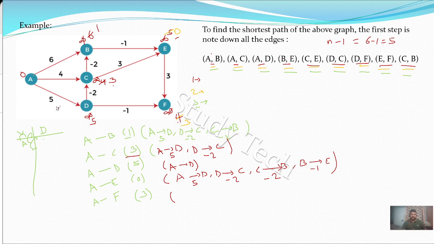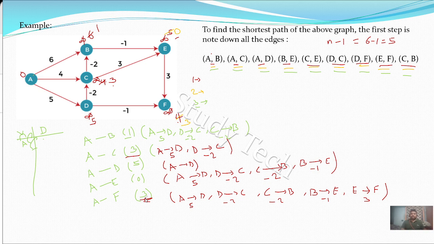How can you get the 3 here? You can see the same path: A to D, that is 5, and D to C, that is minus 2, and C to B, that is minus 2. Here B to E, that is minus 1, up to this it is 0, and E to F, that is 3. So the cost is 3. Now 5 minus 2 minus 2 minus 1 plus 3, so that is 3.